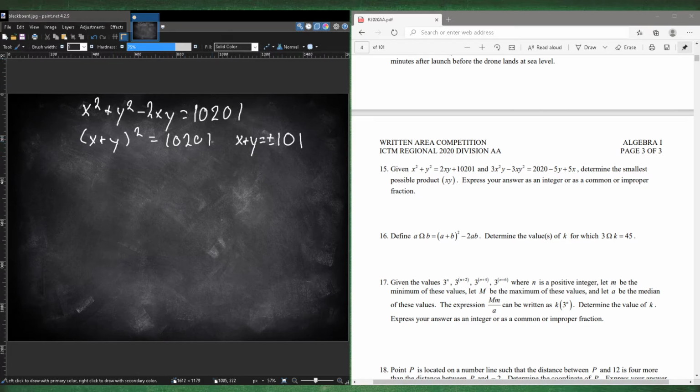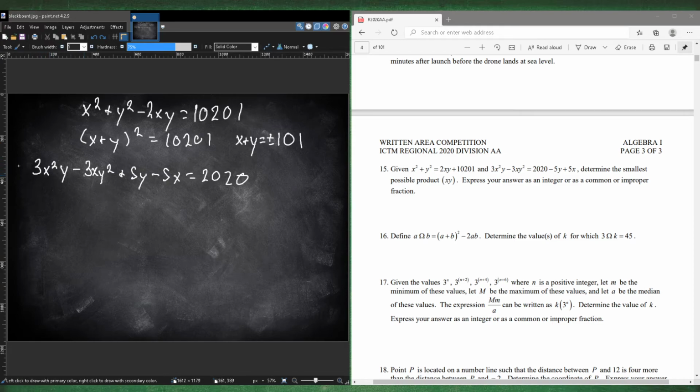And now we can work on our second equation. So move all the variables to one side. So 3x squared y minus 3xy squared plus 5y minus 5x equals 2020. And now what I noticed is that there's a 3 here, 5 here, and a 5 here. So we're probably going to use factoring.